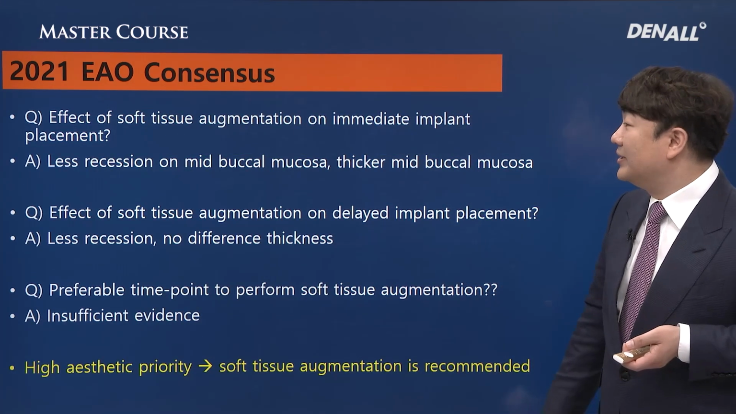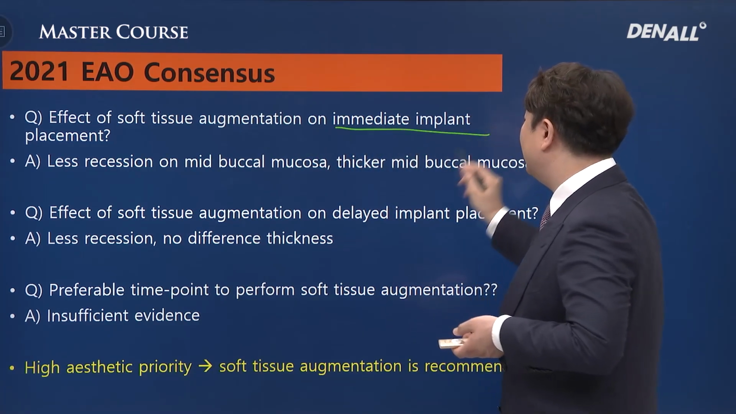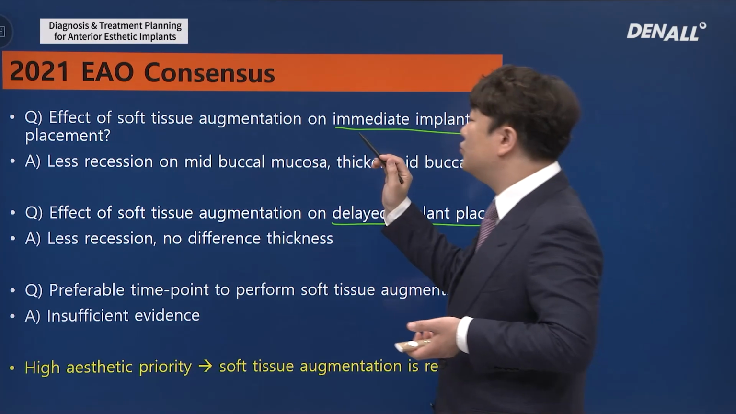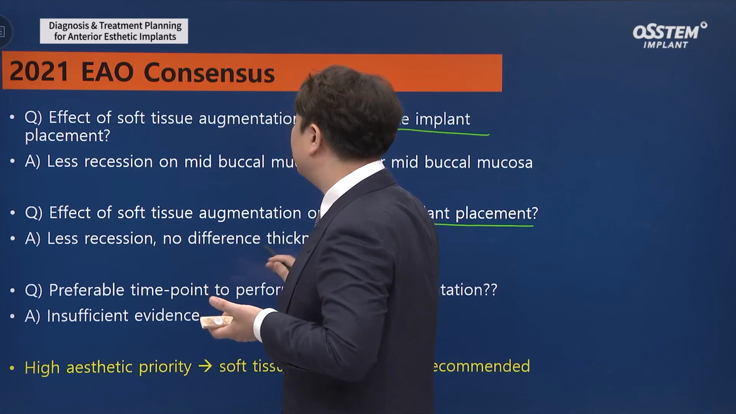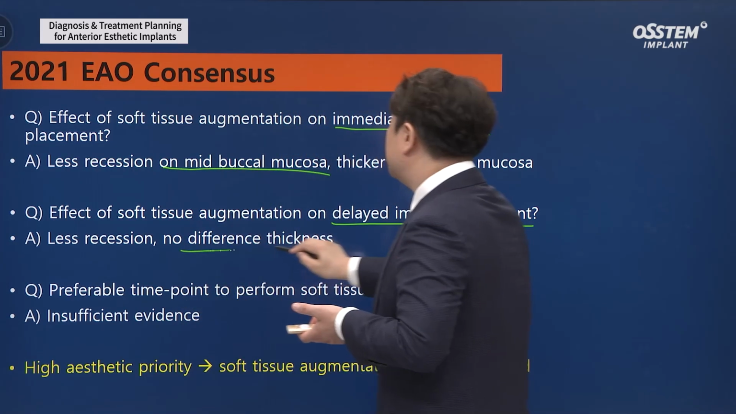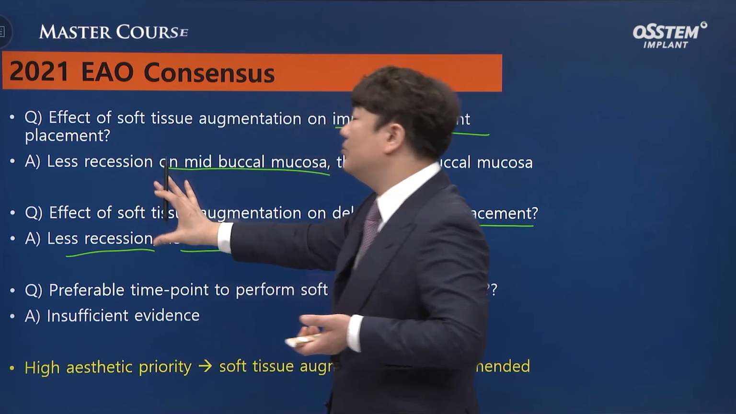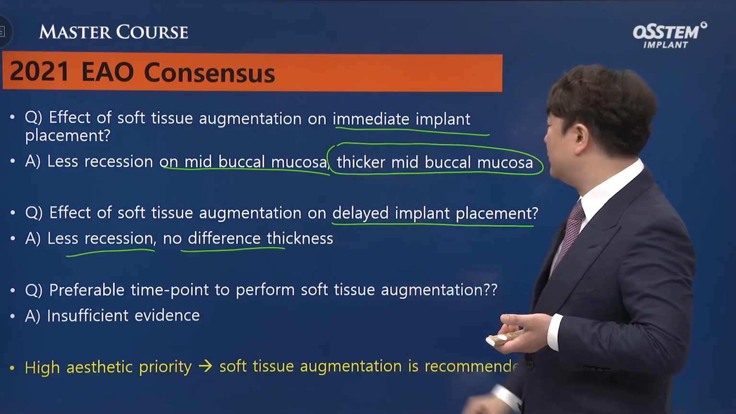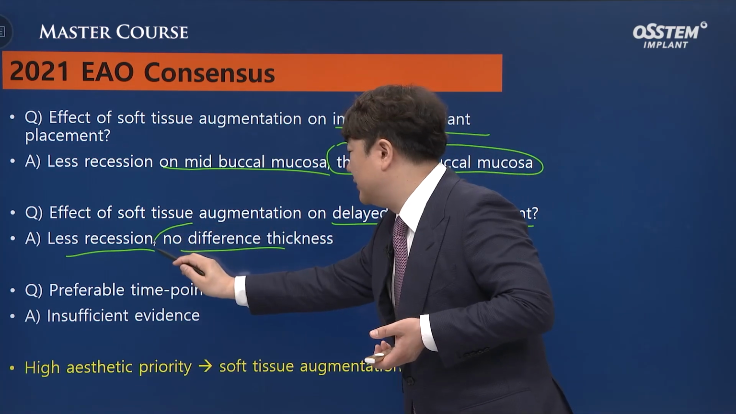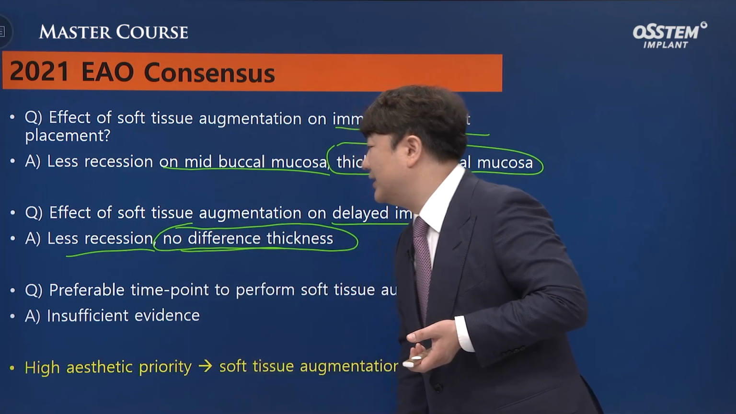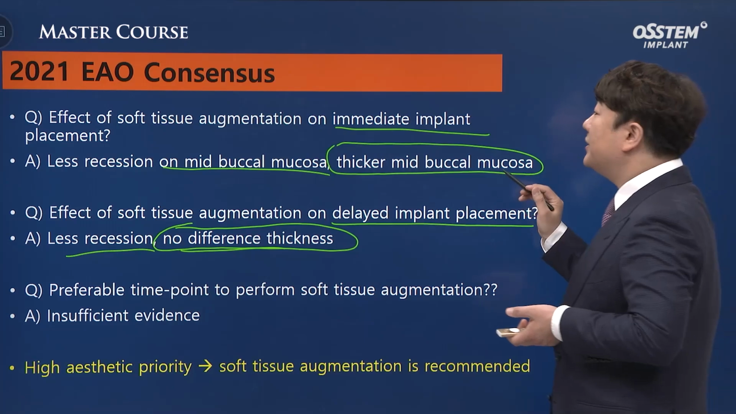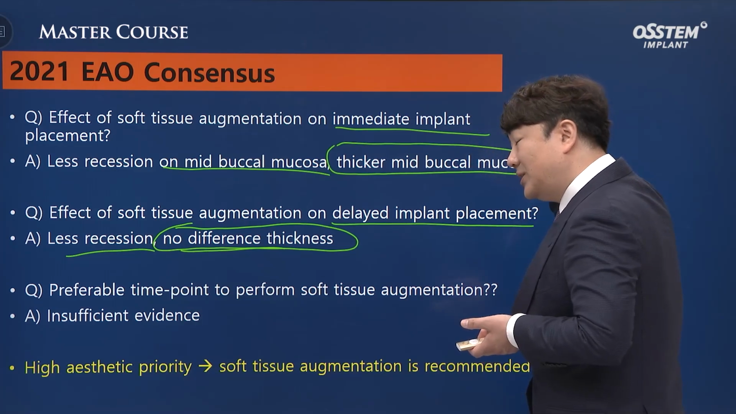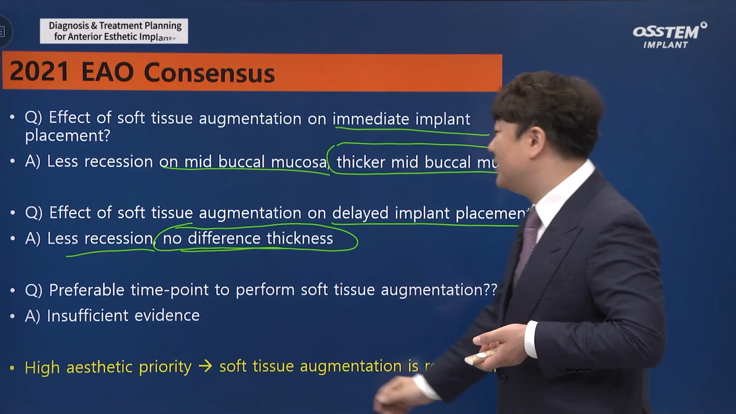Also, it talks about the soft tissue graft results. Effective soft tissue augmentation on immediate implant placement versus delayed placement. In terms of mid-buccal mucosa and gingival margin, there were no major differences, but when immediate implant placement and soft tissue augmentation were done, thicker mid-buccal mucosa was observed. Whereas in delayed implant placement, there was no major difference in thickness. If conditions are favorable, you can get the most aesthetic results by doing soft tissue augmentation in immediate implant placement cases.